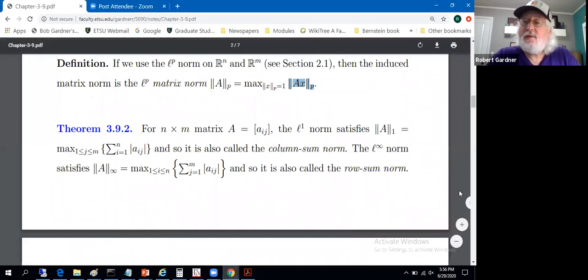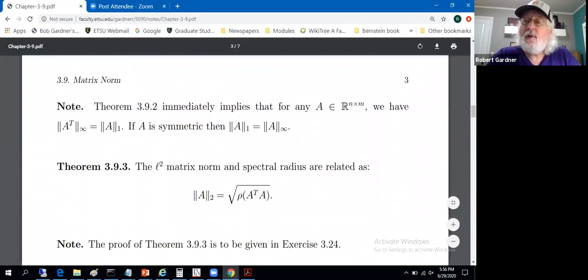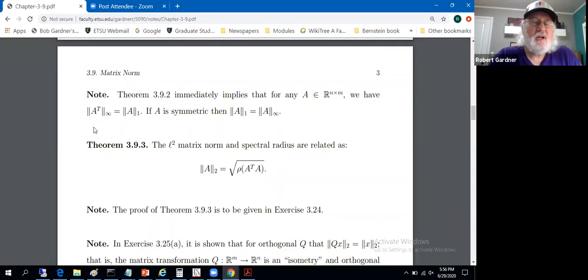Now, next, as I commented earlier, we take A to be an n by m matrix. The L infinity norm of A transpose is the same as the L1 norm of A. One of these we were summing over rows, and the other one we were summing over columns. So that's the kind of relationship we get between a matrix and its transpose. If the matrix was symmetric and equaled its transpose, we draw the conclusion that the L1 matrix norm and the L infinity matrix norm are the same.